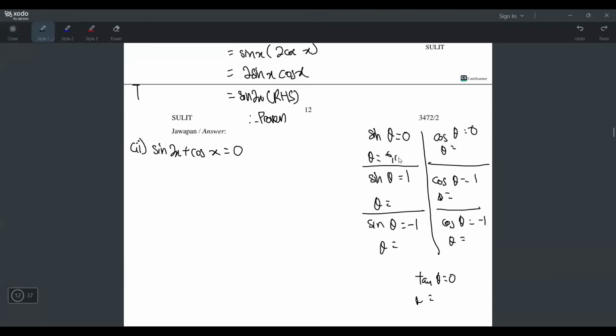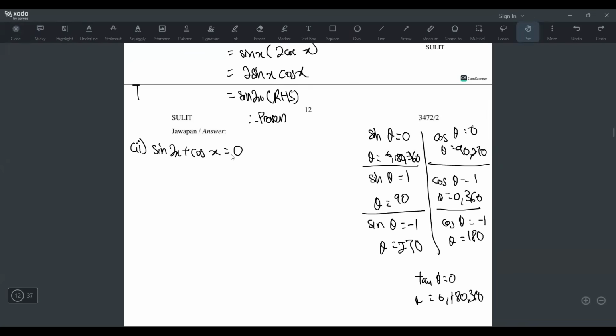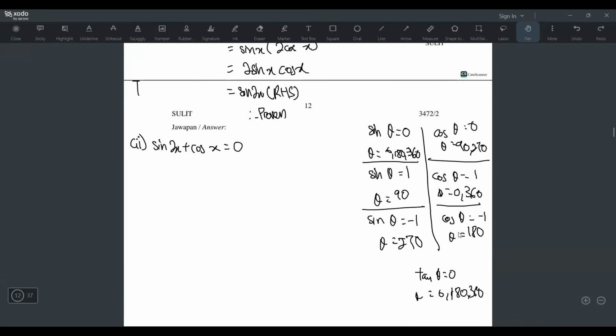Okay, sine 0, the answer is 0, 180, 360. Right? Sine 1 is 90, sine -1 is 270. All these must be memorized. Cos 0 is 90, 270. Cos -1 is 180. Mistake. Cos 1 is 0, 360. And then cos -1 is 180. Tangent 0 is 0, 180, 360. Okay. So whenever you see any of these cases, straight away it must be in your head, and you should just write the answer down like this, right? Because it's a special case, right? Okay, if you don't know these 7 special cases, you cannot do this type of question, because for questions that ask you to find x, you must know these 7 special cases.